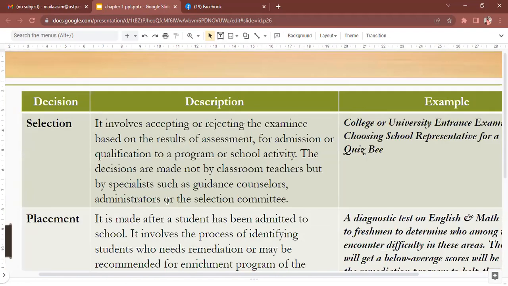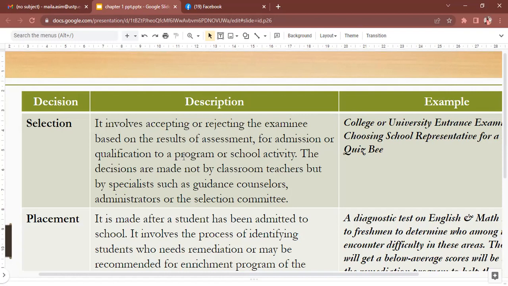Next we have the selection. In selection, we have the selection committee, people who select. For example, description and selection involve accepting or rejecting the examinee based on the results of assessment. For example, at USTP, before you can enter USTP, we have our exam, and we have the selection committee. They base it on the required grade before you can enter. So we can say you cannot just enroll right away in this school. There is no shortcut, because we have an exam and what is called selection.